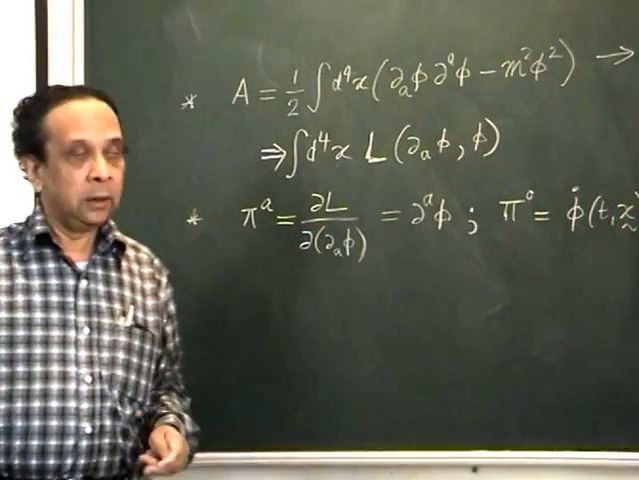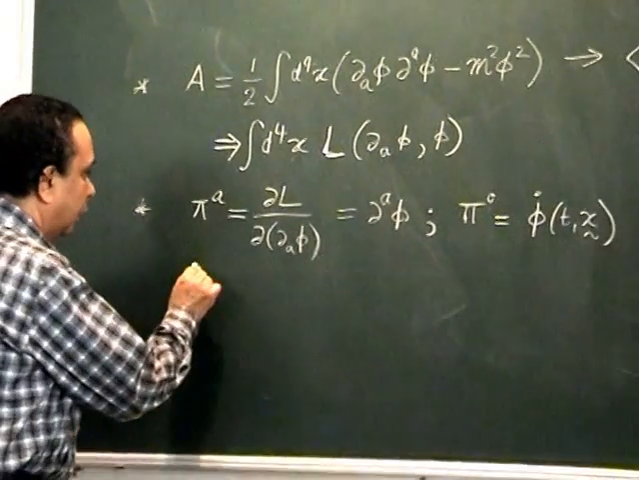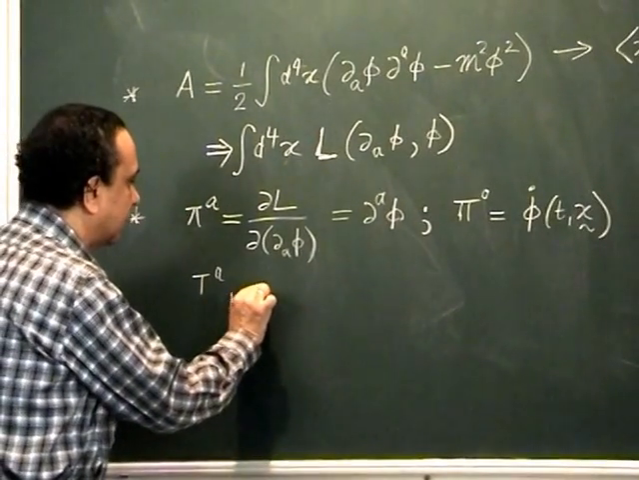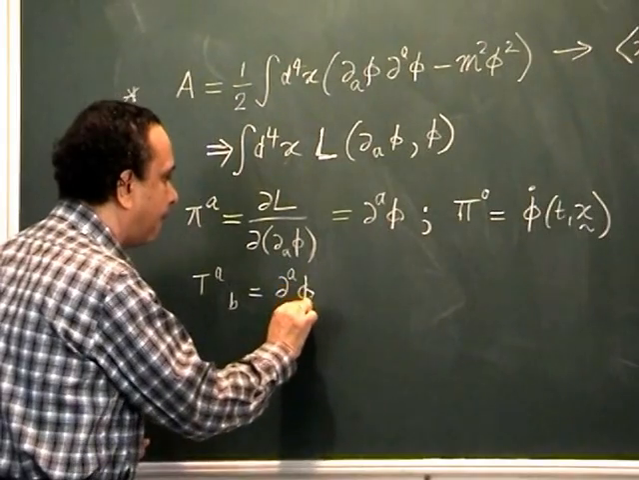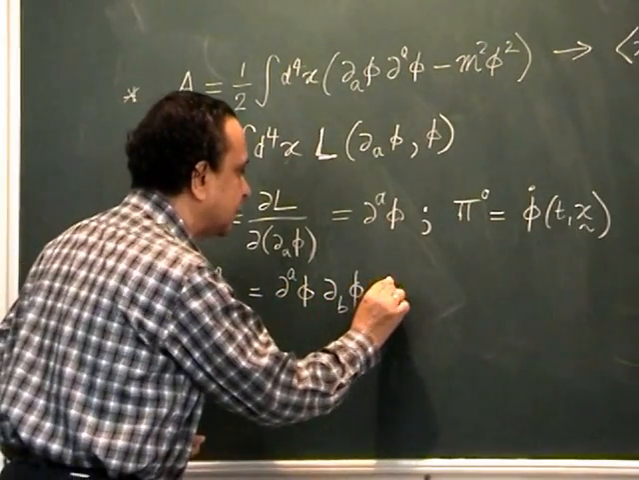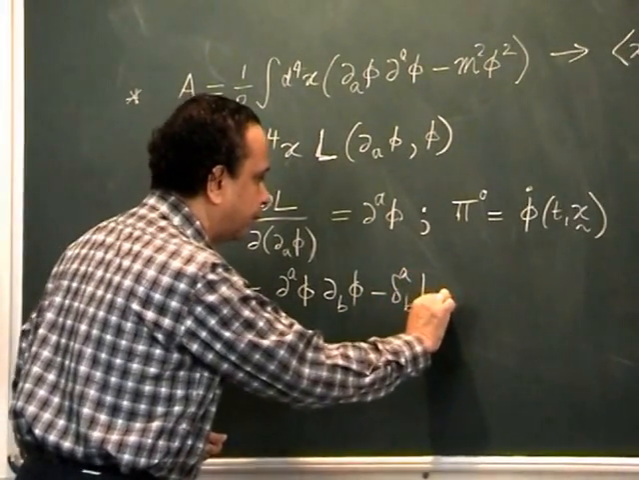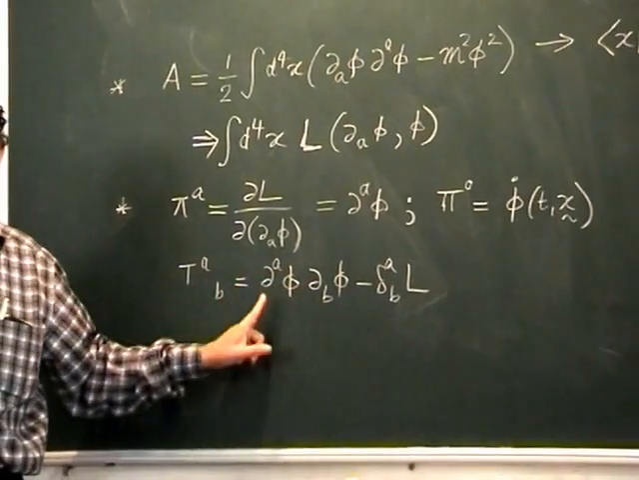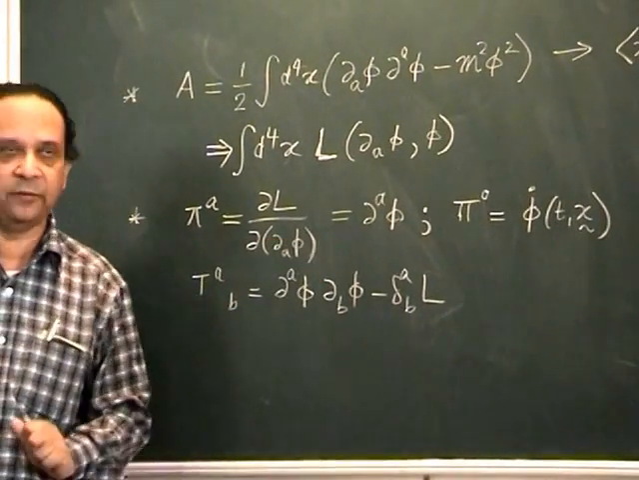Now once you have got that, you can write down the expression for TAB, which in this particular case is pi a, which is dA of phi, dB of phi, minus delta AB times the Lagrangian. So this is pi a, this is dB of phi, like p q dot minus L, which we discussed in the last lecture. So this is the structure which you have.